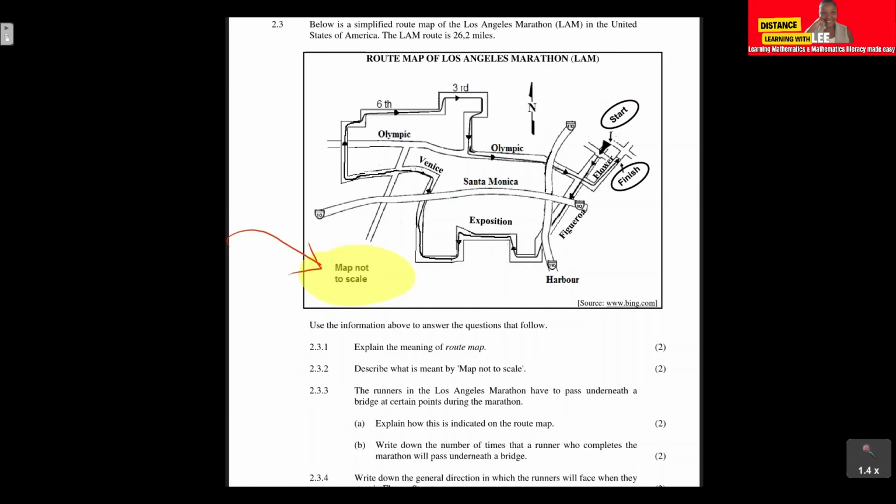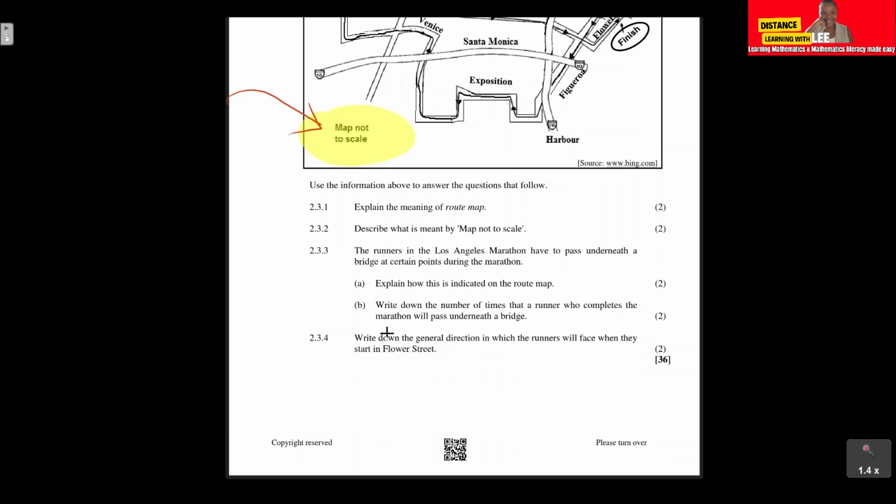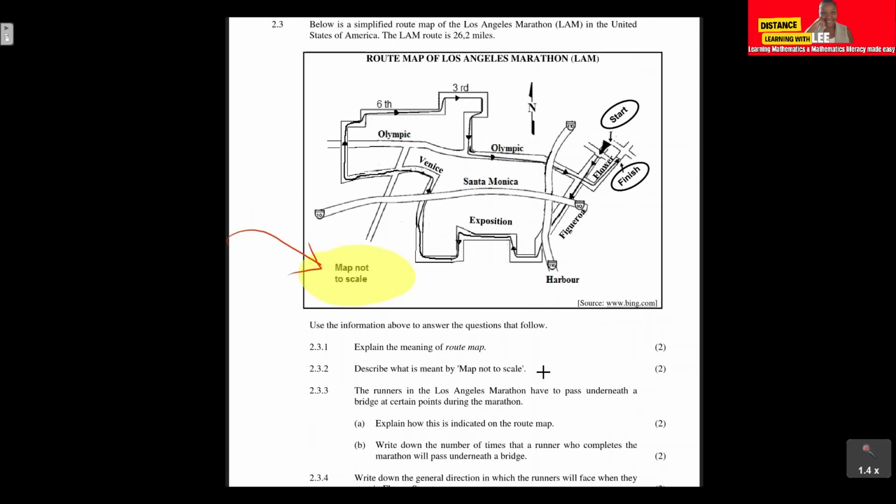Let's have a look at question 2.3.3b. Write down the number of times that a runner who completes the marathon will pass under the bridge. I already showed you how many bridges we have here. When you start off here and the runner goes, do you see that it's disappearing? That's the first bridge, so that's one. Then we go, disappearing. That's the second bridge, it's two.